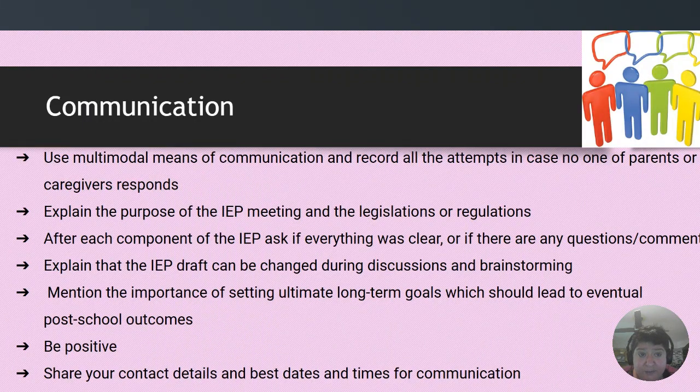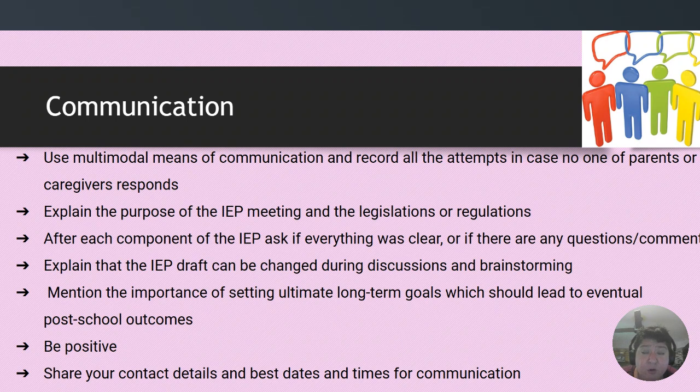The next important pillar is communication. As I told you already, we need to use multimodal means of communication, and in case parents or caregivers do not answer the calls or emails, we need to record all the attempts. When we talk to parents, we need, of course, to explain to them the purpose of the IEP meeting and every component of the IEP meeting.